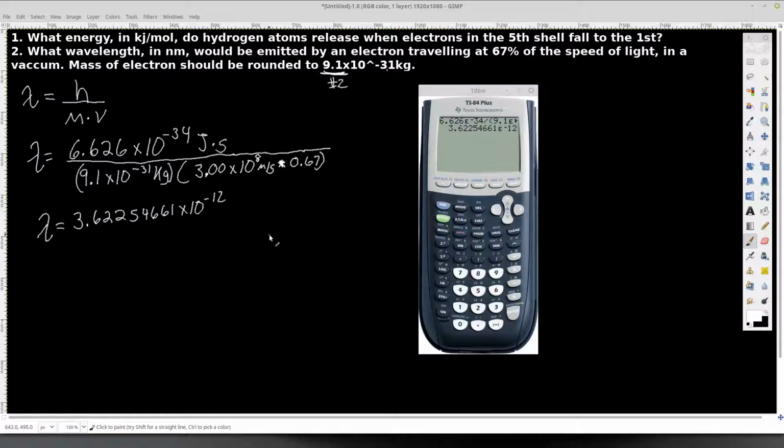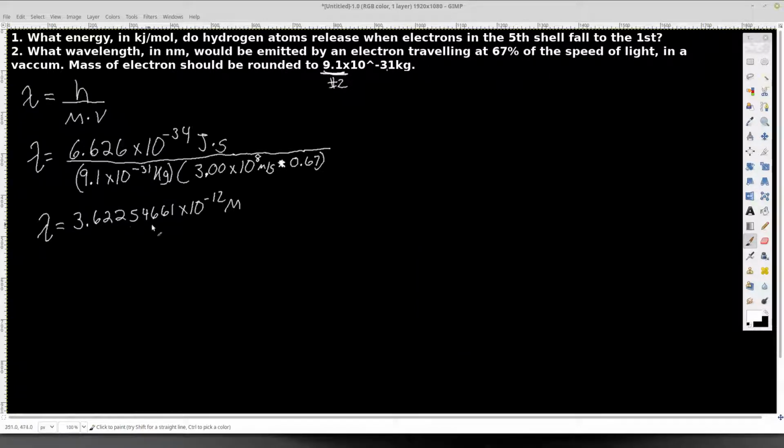Now, I need my units for my wavelength, and the unit for the length of the wavelength is going to be in meters. Now, that's not what they asked for. They asked it to be in nanometers. Now, let me prove to you that this is correct as far as the units go for the wavelength. Okay, that's the base unit of wavelength. But let me prove this to you. Okay, look at these units.